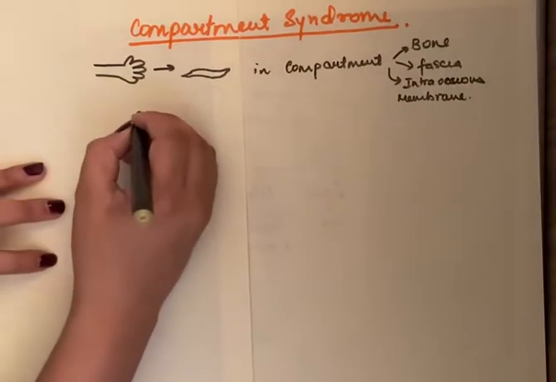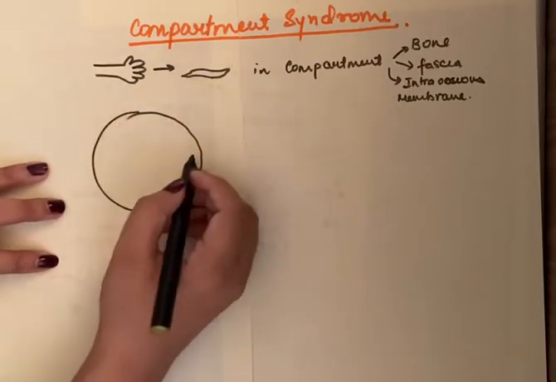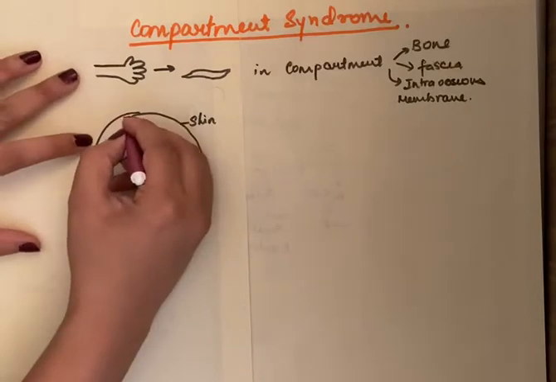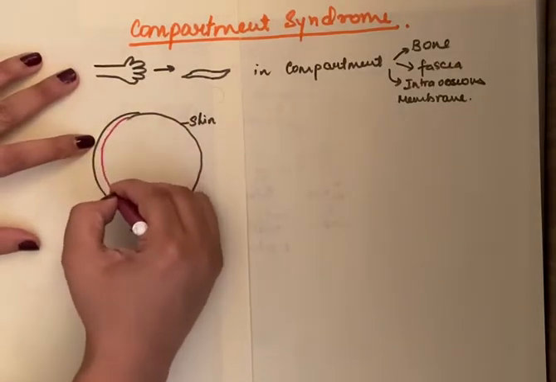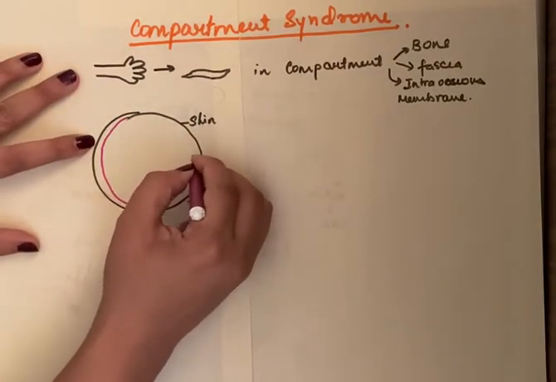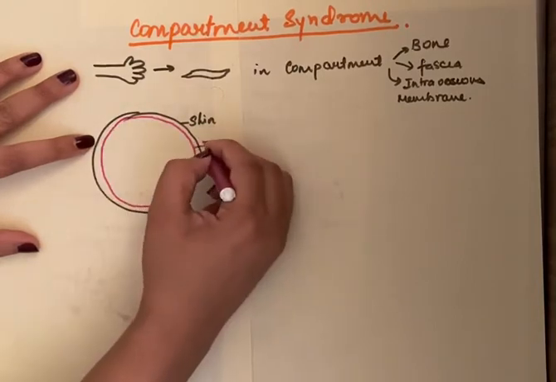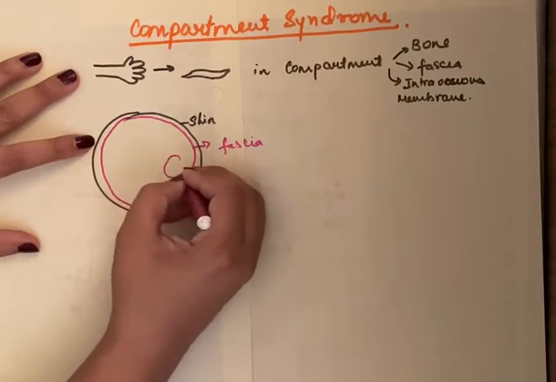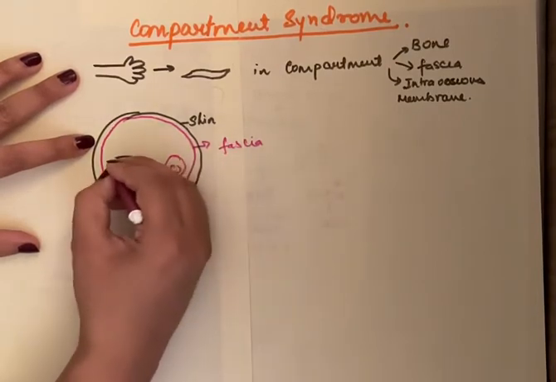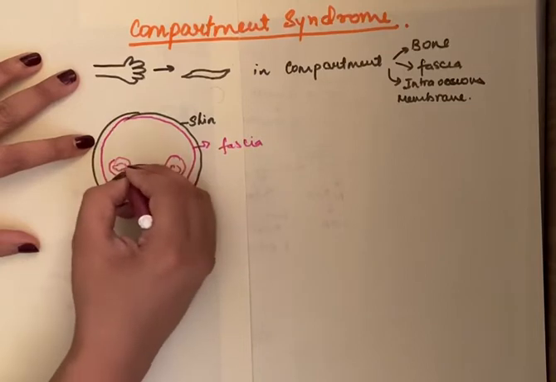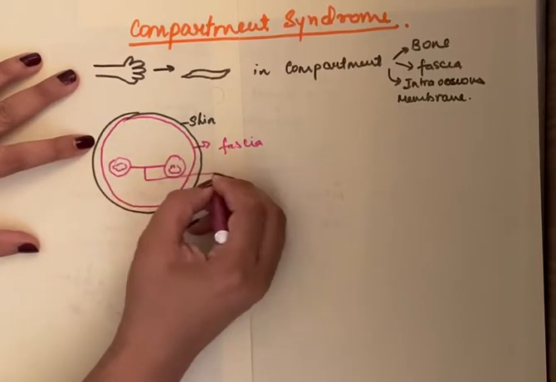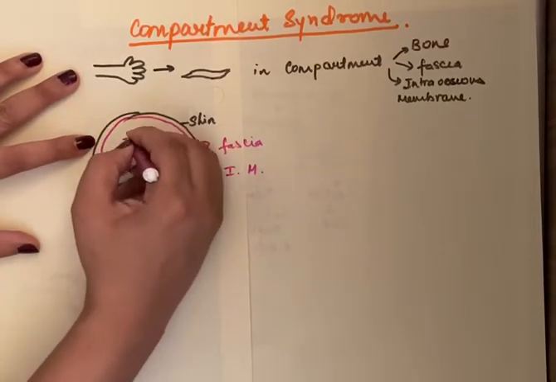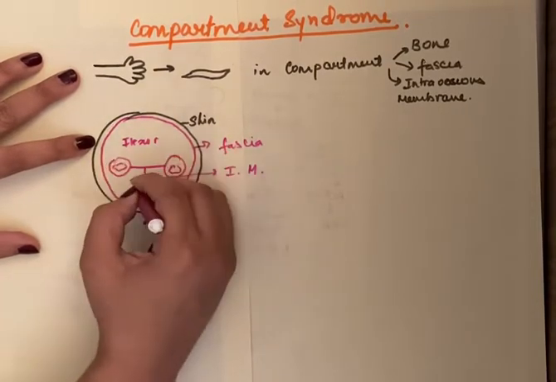You can understand with another diagram. This is the skin. Underneath the skin we have a yellowish layer called the fascia, which is a fatty layer. And these are the two bones. Two bones are interconnected by interosseous membrane, I am writing with IM. Now this is the flexor compartment, suppose, and this is the extensor compartment.